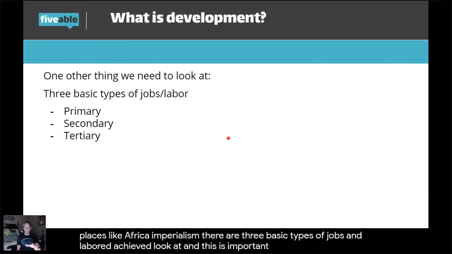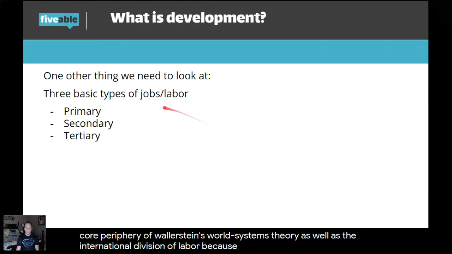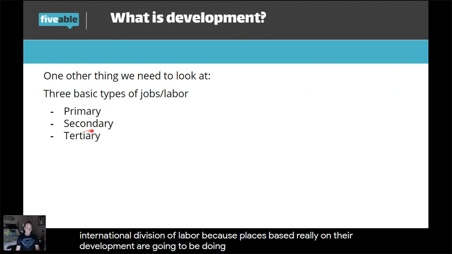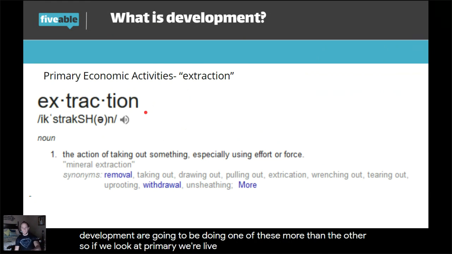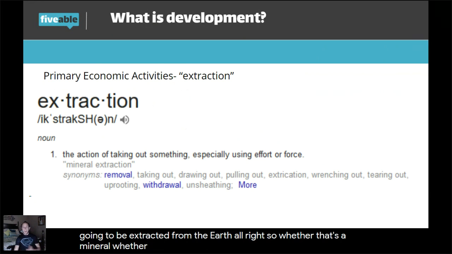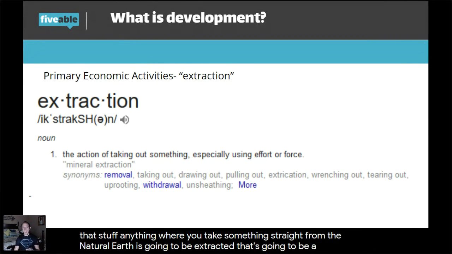And this is important also when you look at the core periphery of Wallerstein's world systems theory, as well as the international division of labor, because places based really on their development are going to be doing one of these more than the other. So when we look at primary, we're literally looking at something that is going to be extracted from the earth. Whether that's a mineral, whether that's agriculture or hunting or fishing, any of that stuff, anything where you take something straight from the natural earth is going to be extracted. That's going to be a primary economic activity.